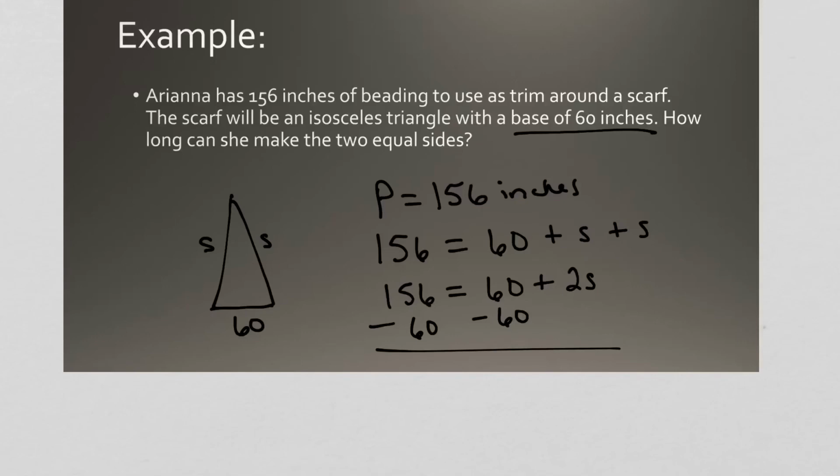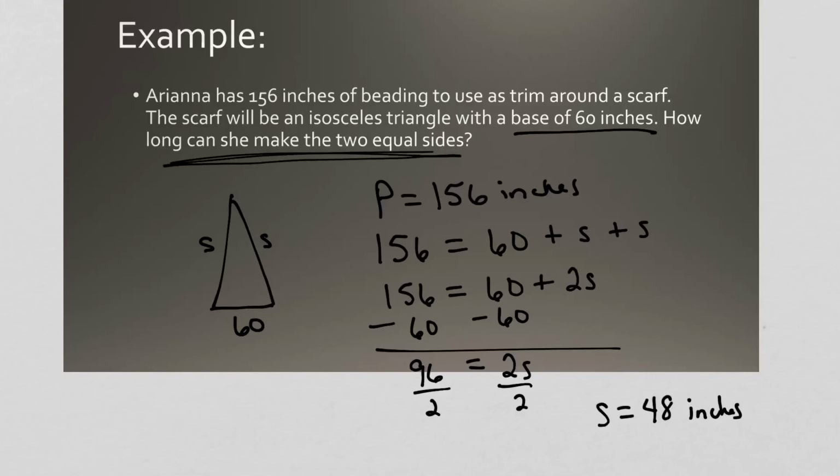So 156 minus 60 is 96. And then divide by 2. So s is equal to 48 inches. So how long can she make the two equal sides? She can make them 48 inches.